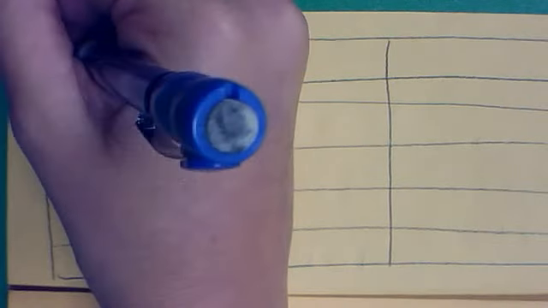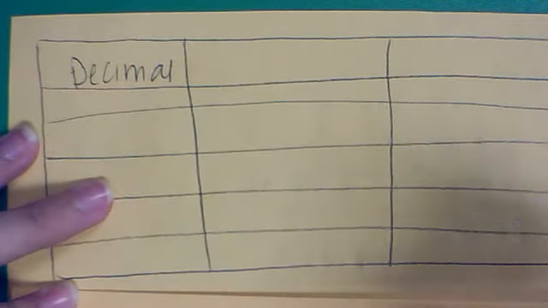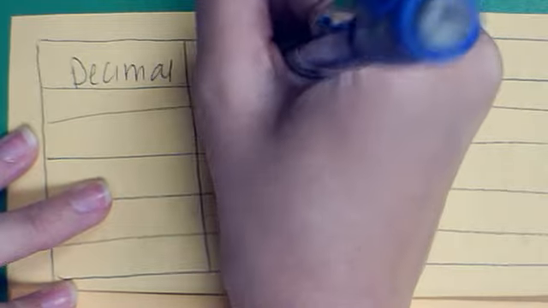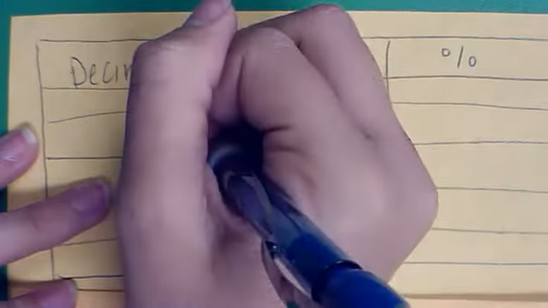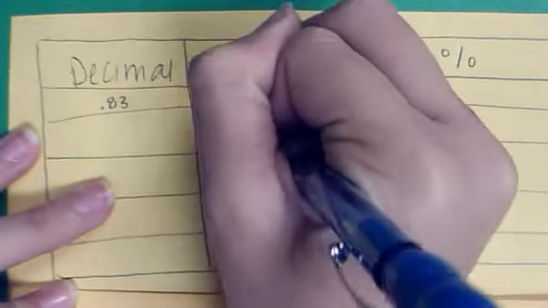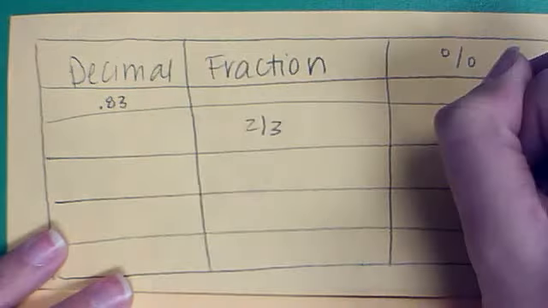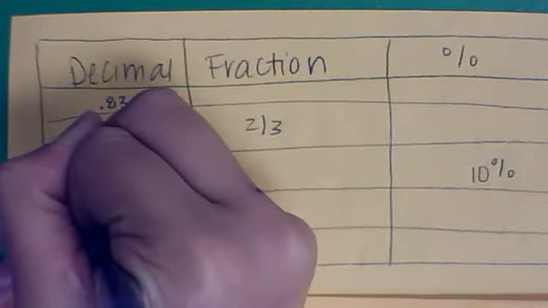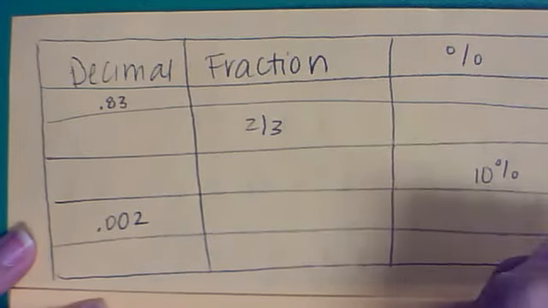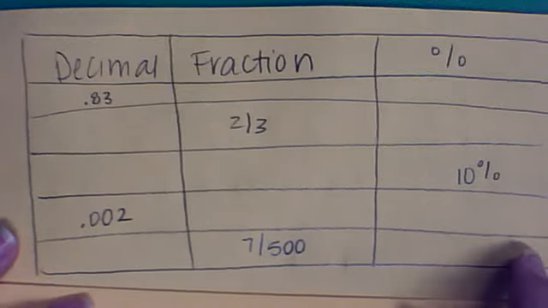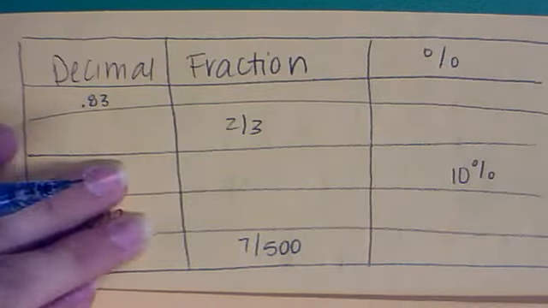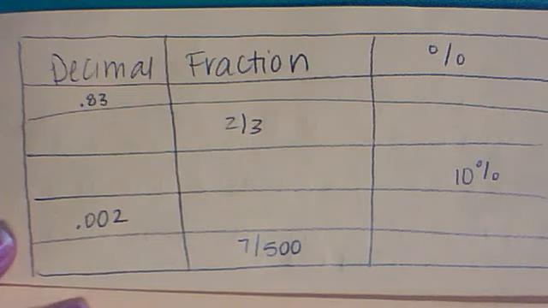And in the first column, we're talking about the decimal. In the second, the fraction. The third, the percent. I'm going to start by filling in a few things, like 0.83 here, 2/3 here, 10% here, 0.002 here, and 7/500 here. And we're going to try and convert each one of these things so that the whole chart's filled in, and for each we have how it's written as a decimal, a fraction, and a percent.